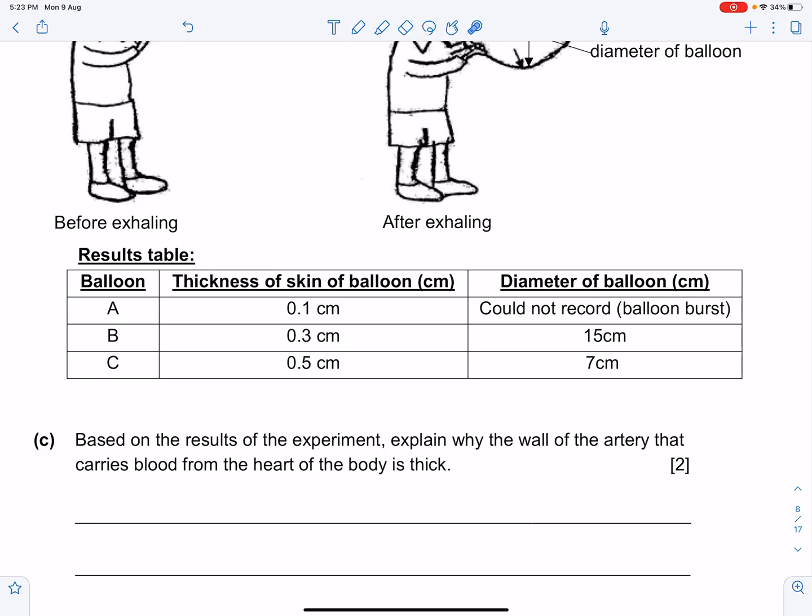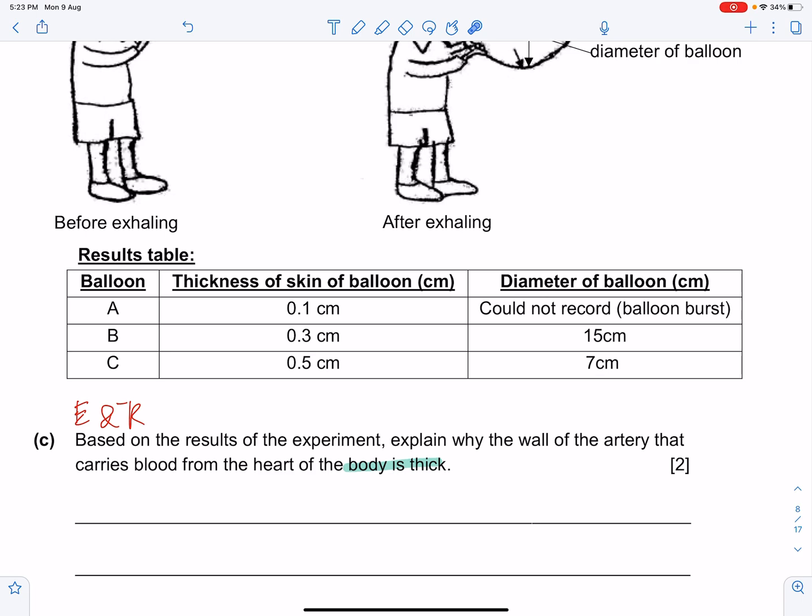Okay, so this is a little bit like a CER question, but in this case, they are not exactly asking you for CER because they already state here that it needs to be thick. So it's more like an evidence and a reason question. I would say that this is an E and R question. So you need your evidence and you need your reason for it. Based on this, as you can see, you could not even measure the diameter of the balloon because when it's very thin, it bursts.